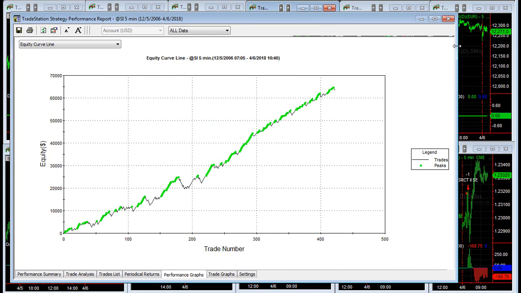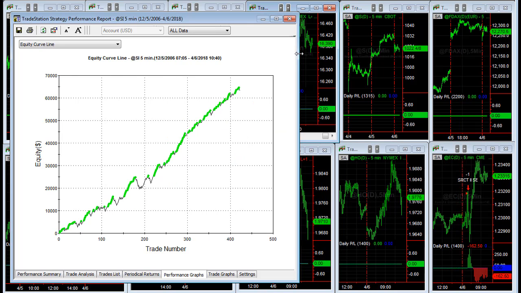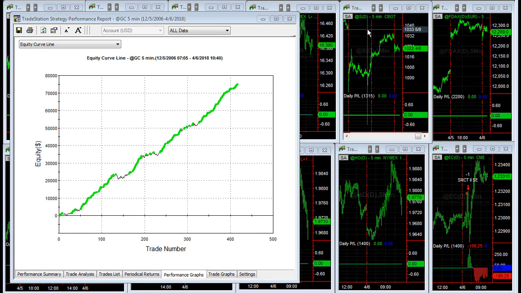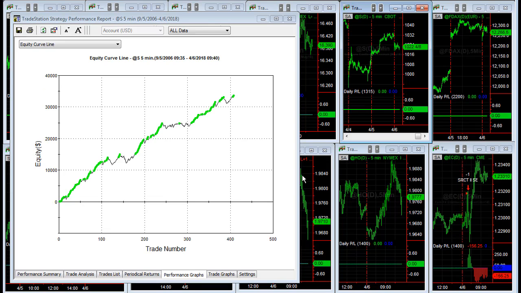If we expand this, you can see these dips right here. Here's another dip right here. So that's a potentially nice entry point into this strategy on a drawdown. So soybeans, similar, kind of reminds me of the crude oil equity curve.